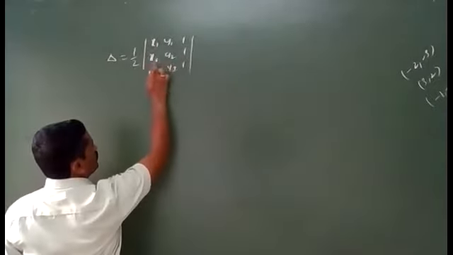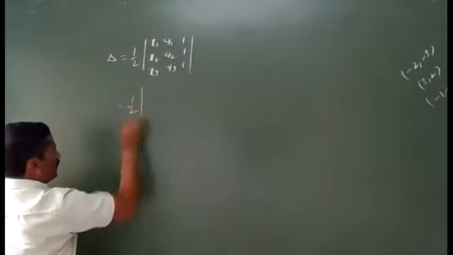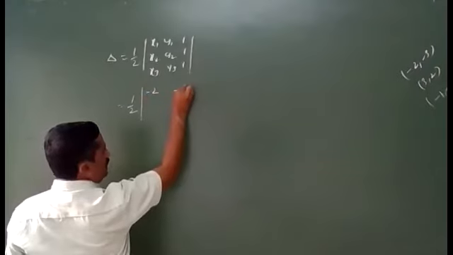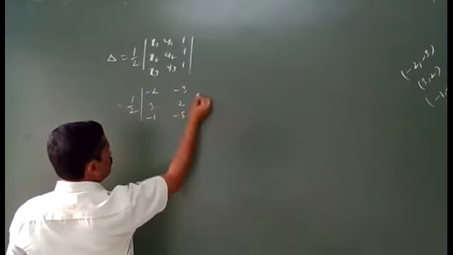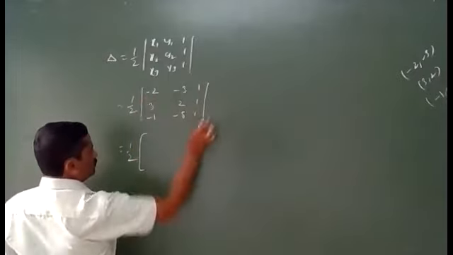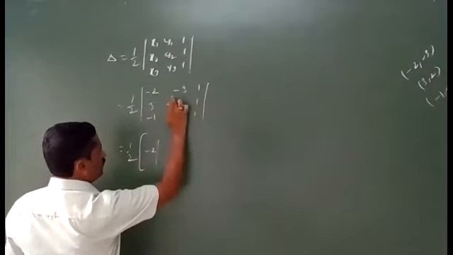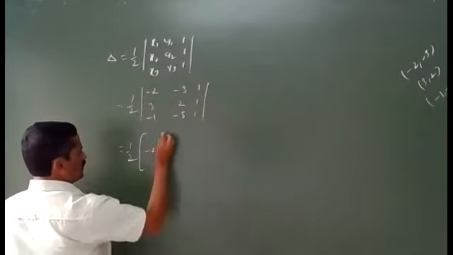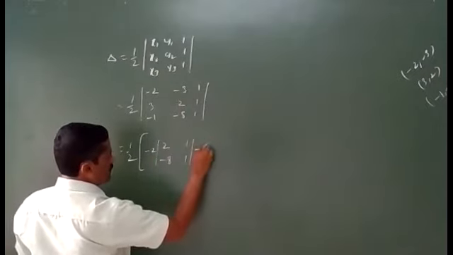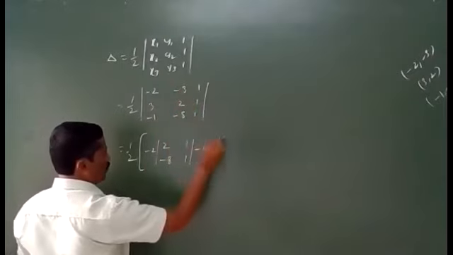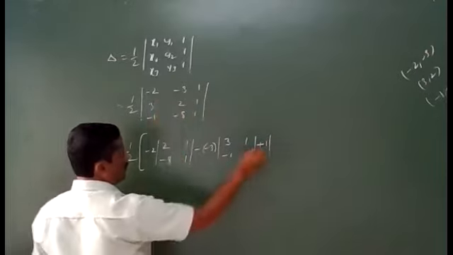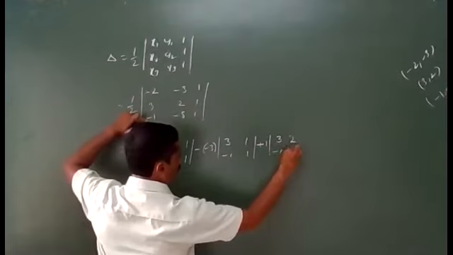Now substituting the values of x1, y1, x2, y2, x3, y3, that is equal to 1 by 2 into the determinant of rows minus 2, minus 3, 1; 3, 2, 1; minus 1, minus 8, 1. Now expansion: 1 by 2 of the expansion along the first row, that is minus 2 into the determinant, leaving this row and column, we convert it into a 2 by 2 determinant: 2, 1, minus 8, 1. Then minus of minus 3 into the determinant 3, 1, minus 1, 1. Then plus 1 into the determinant 3, 2, minus 1, minus 8.